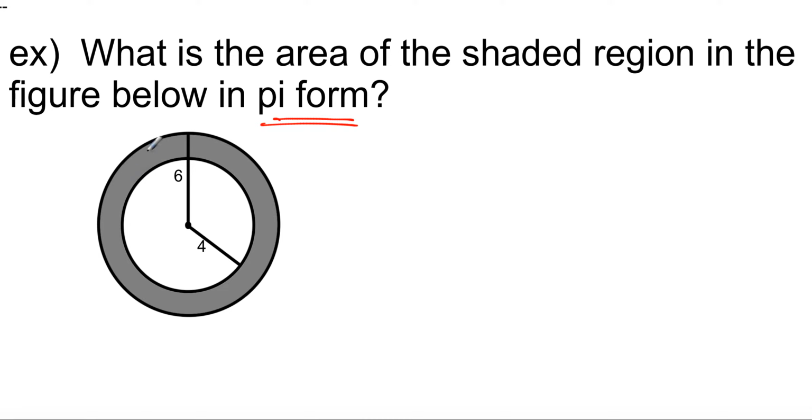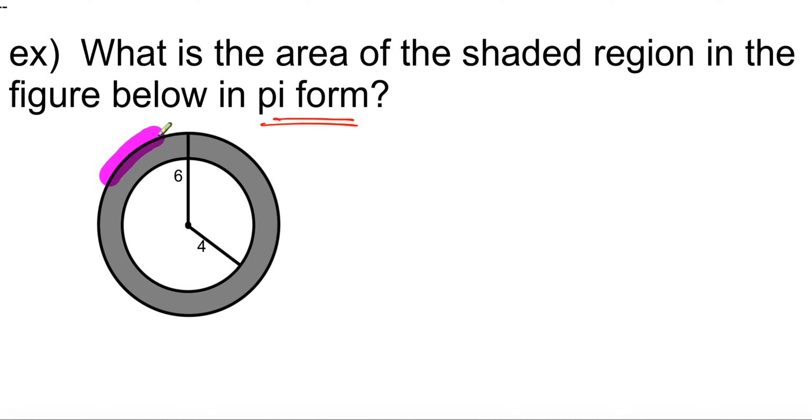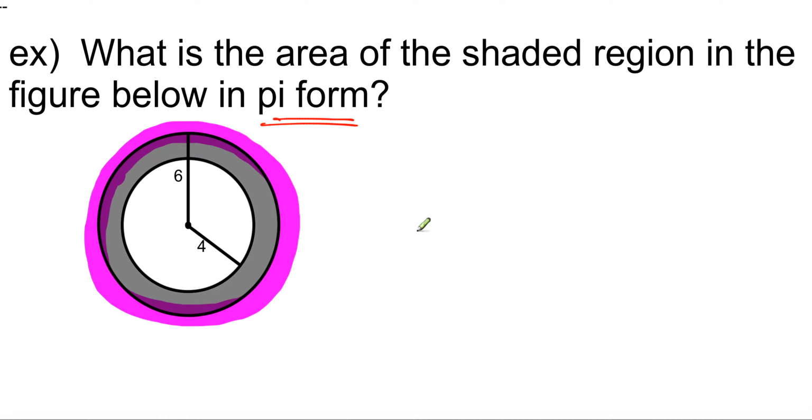So area of a shaded region is very common. So we see two circles here, and we need to find the area of both of them. So we're going to find the area of this outside circle. It's kind of like a donut. Then we're going to go find the area of the inside circle. And then we're going to have to subtract the two areas. That just gives me that border. So this has actually 3 steps.